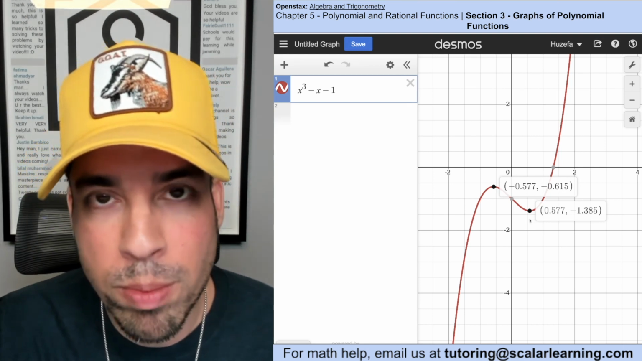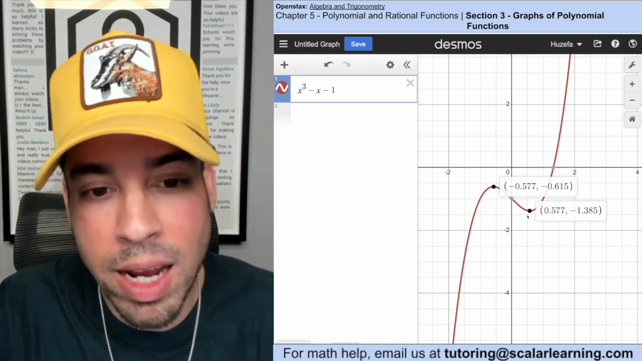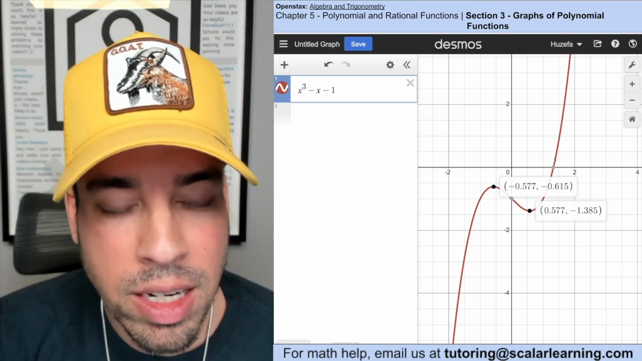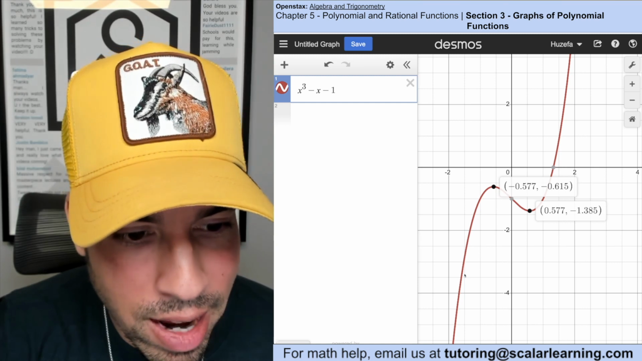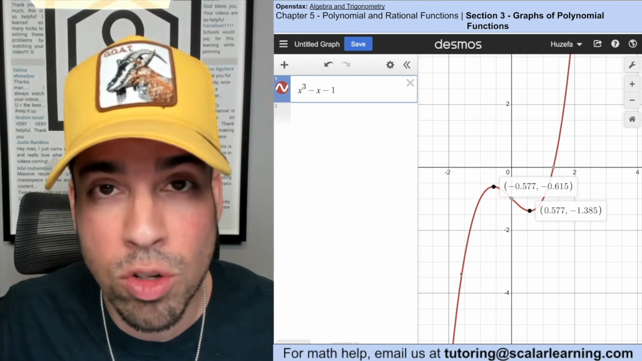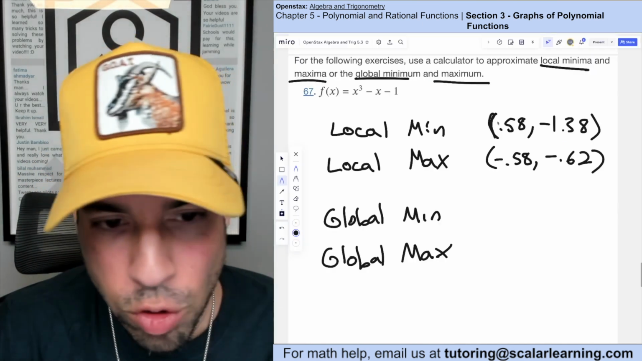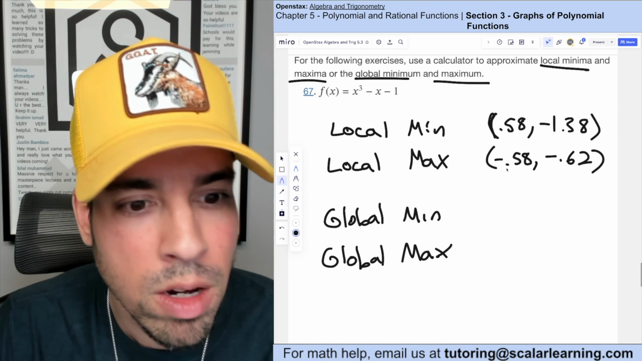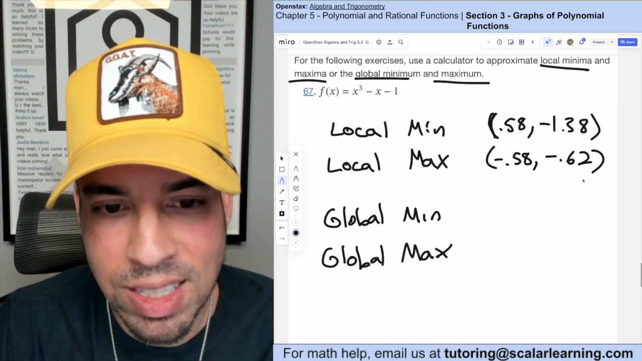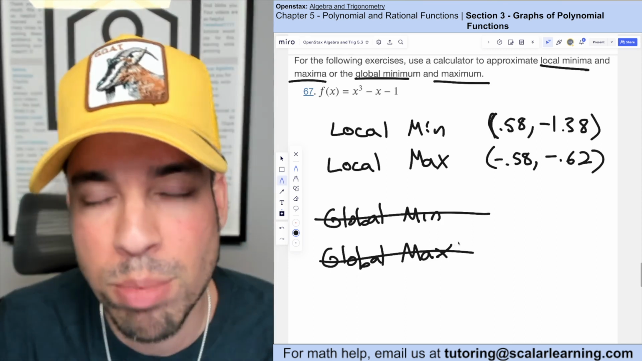Now, what about a global min and a global max? That's the absolute highest value and the absolute lowest value. But as you can see with this function, it continues on to infinity, positive infinity to the right and negative infinity to the left, meaning there is no global max, there is no global min. It goes on and on forever in both directions. So our final answer is 0.58, negative 1.38 for the local min, negative 0.58, negative 0.62 for the local max, no global min, no global max, boom, done.